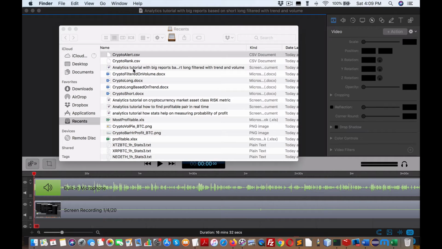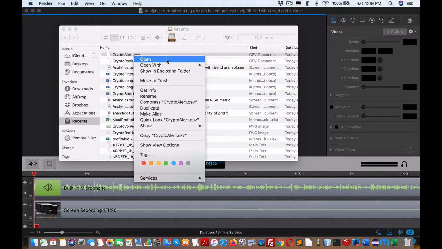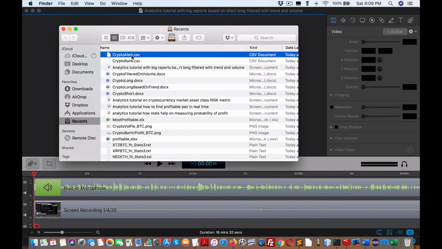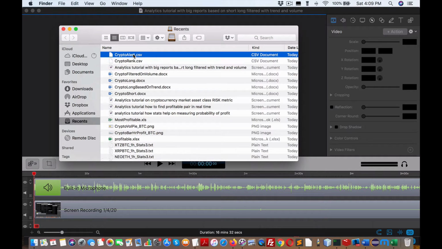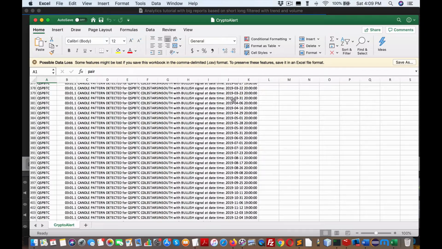In this video, we're going to talk about two CSV files, comma separated value files. These can be easily loaded up in Excel, just by opening with whatever software, if you're using Mac or Windows or whatever. But let's talk about these. So the first one I want to talk about is the alert. So this is the alert.